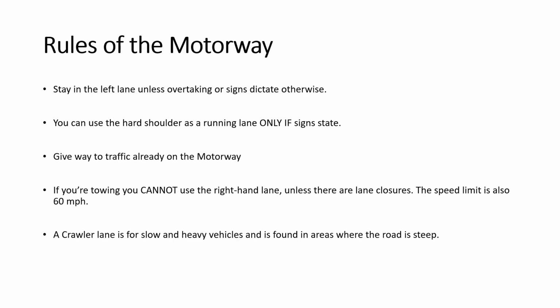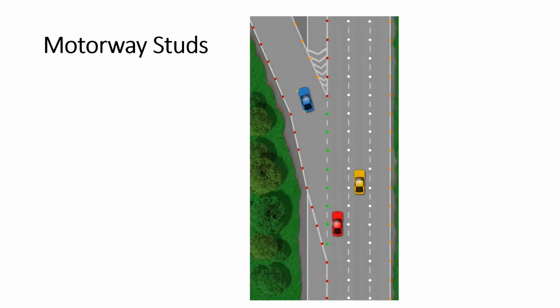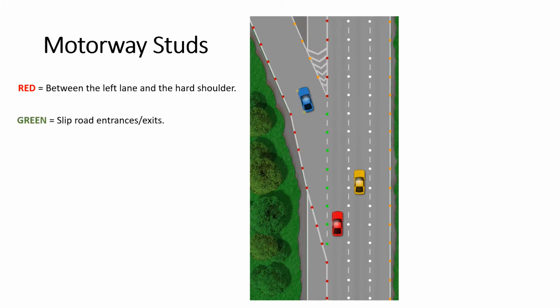A crawler lane is a lane for slow and heavy vehicles and is often found in areas where there is a steep gradient. Now let's look at the colour of some motorway studs. Firstly, we have red. This is between the left lane and the hard shoulder. Next, we have green. This is found at slip road entrances and exits.